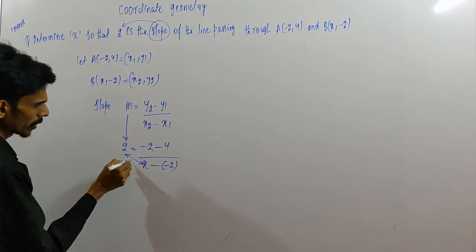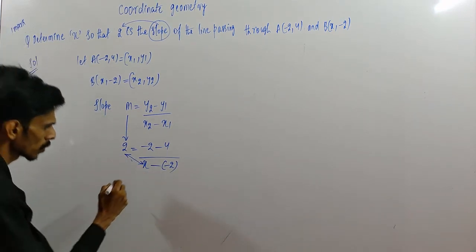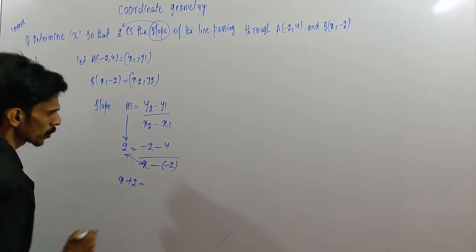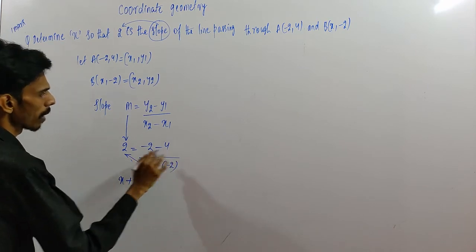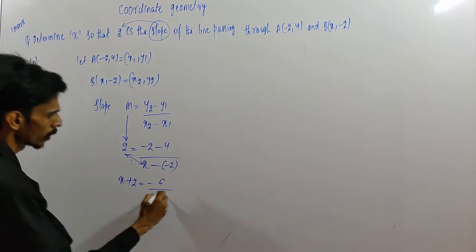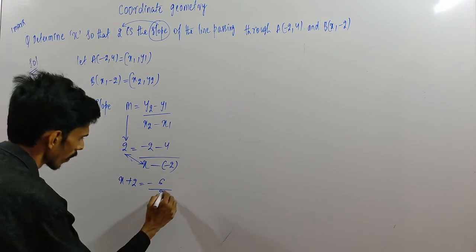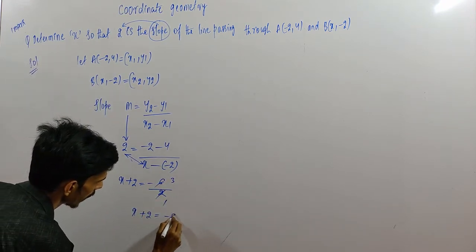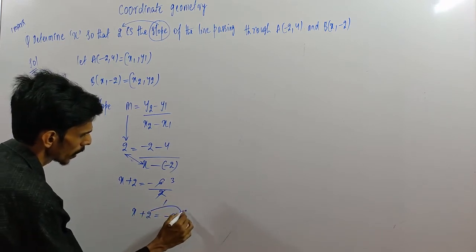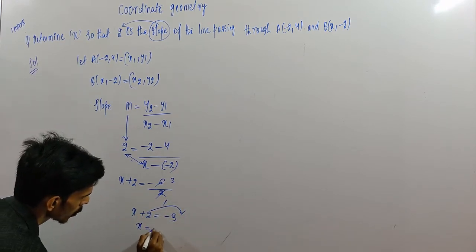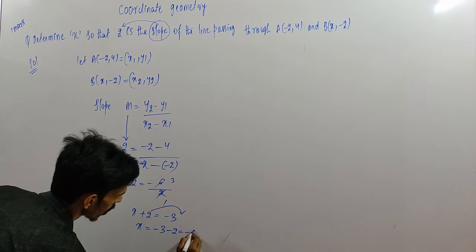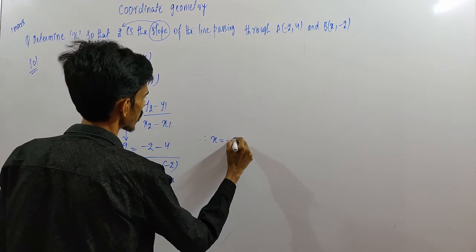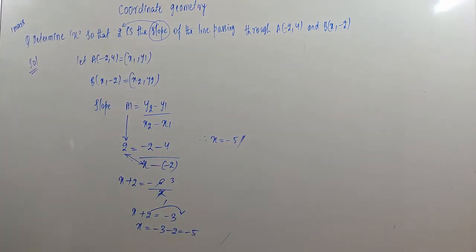Now interchange these two. Take this here, x minus into minus plus x plus 2 is equals to, we have minus 2 minus 4, minus 6 divided by 2. 2 threes are 6. So we have x plus 2 is equals to minus 3. Send this 2 to that side. We have x is equals to minus 3 minus 2. So the value of x will be minus 5. Hence x is equals to minus 5 is the answer for this question.